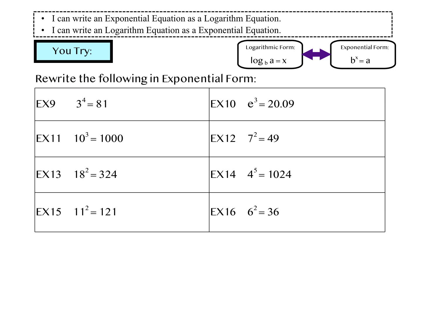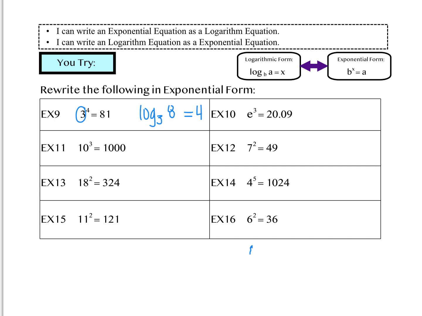So let's try example 9 together just to make sure that we're understanding. So it's going to be log base 3, because 3 is my base, because it's the base of the exponential equation. I know that a log is an exponent, so my exponent is what it's equal to, and my solution goes here. All right, go ahead and pause the video, and I'd like you to finish these examples and see how you do.